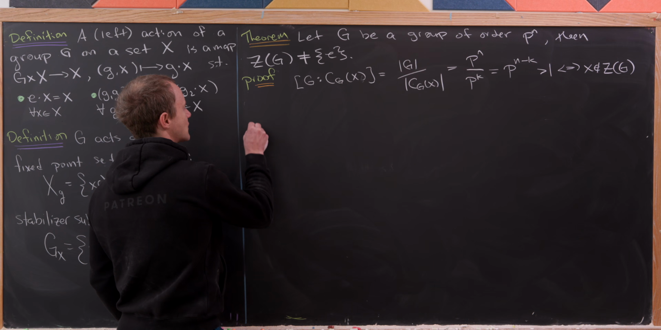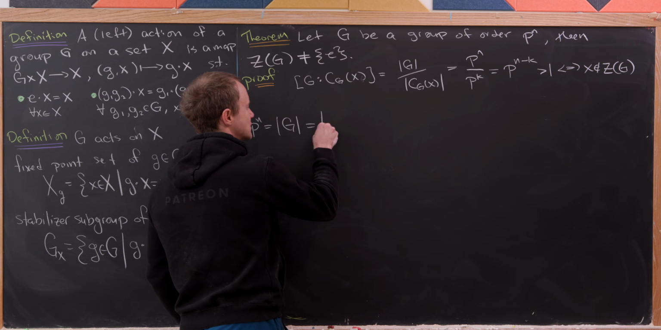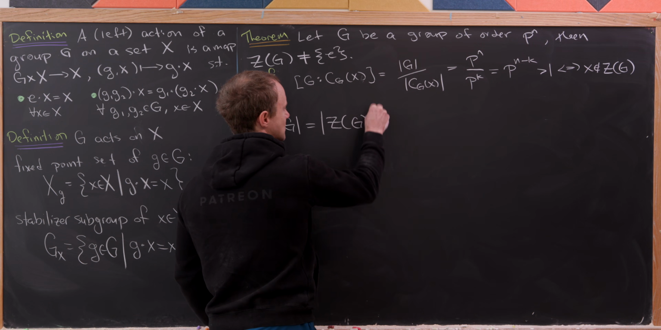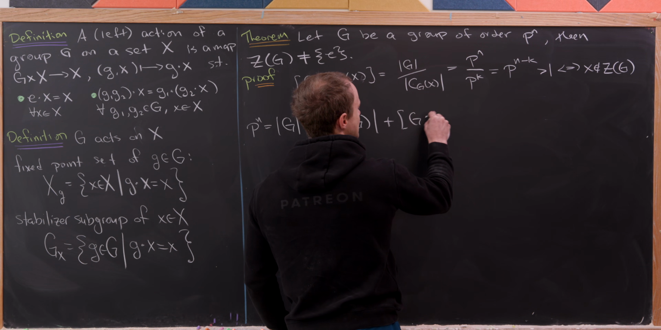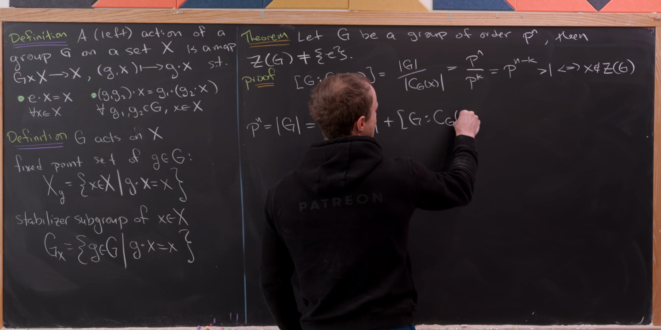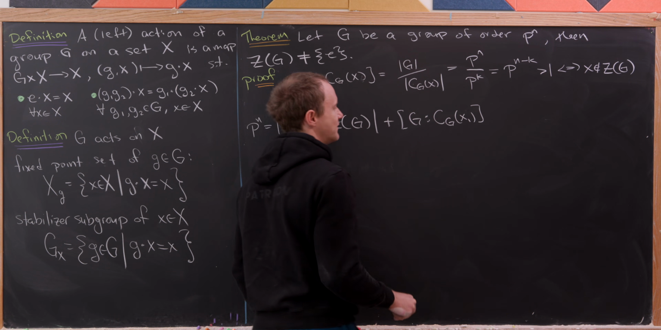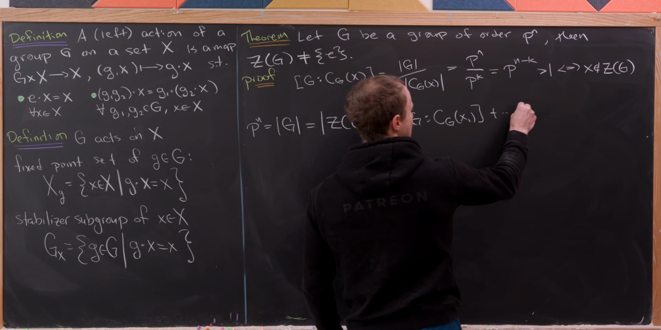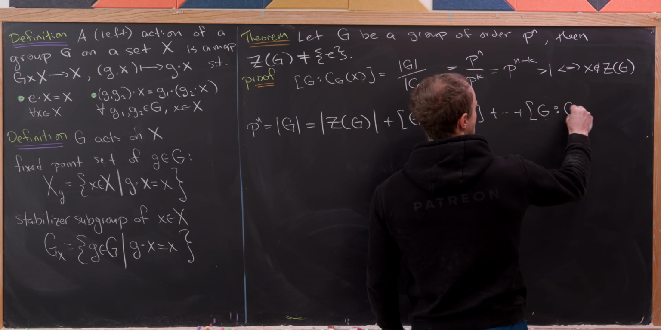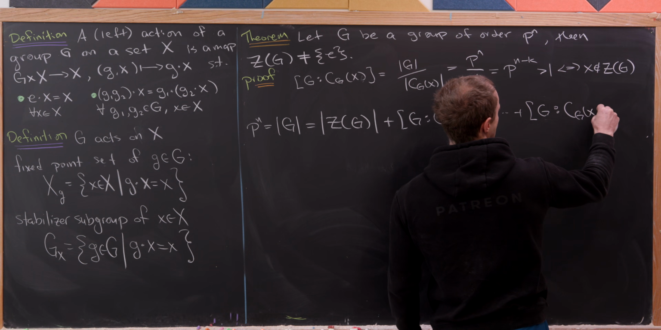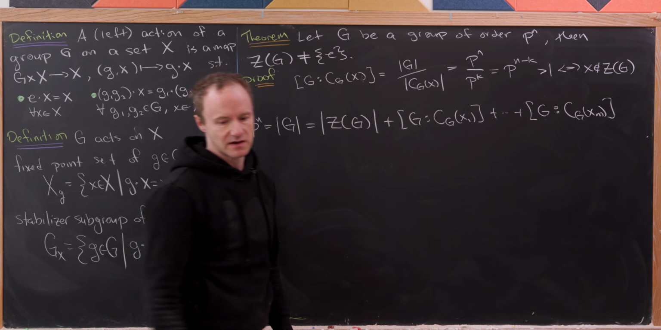Okay, so now we can write down our class equation. So p to the n is the size of G, which is equal to the size of the center plus the index of the centralizer subgroup of x1 in G, plus up to the index of the centralizer subgroup of xm in G. I should use an m there because we used n for our exponent.